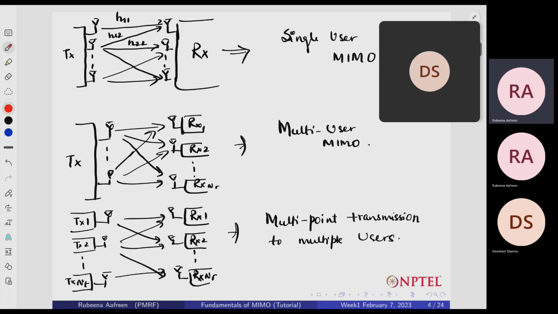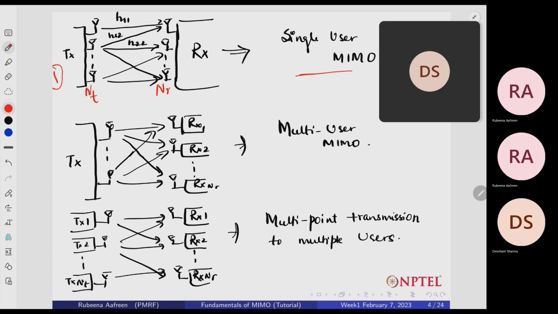So now we have NT transmitters and NR receivers. This may be clustered or may be distributed. In the first case, we have a transmitter that has NT antennas and NR receivers. This channel would be like each antenna from the transmitter side connected to each antenna from the receiver side. This kind of configuration will be called single user MIMO.